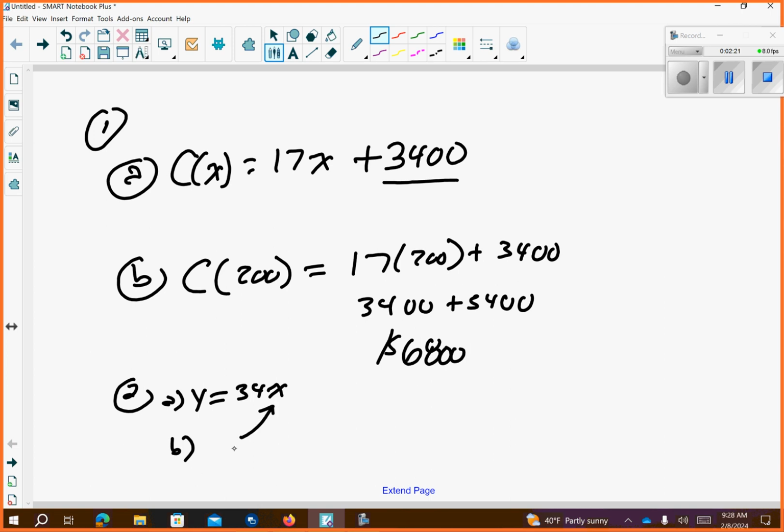I'm just going to plug 300 into that. So I get 34 times 300. And maybe my math will be right. Maybe it won't. Let's see. So $10,200, if my math is right. Someone double check that for me. It's right? It's right. Yay!